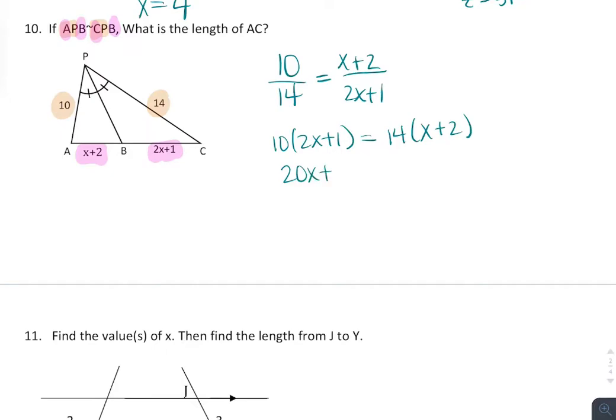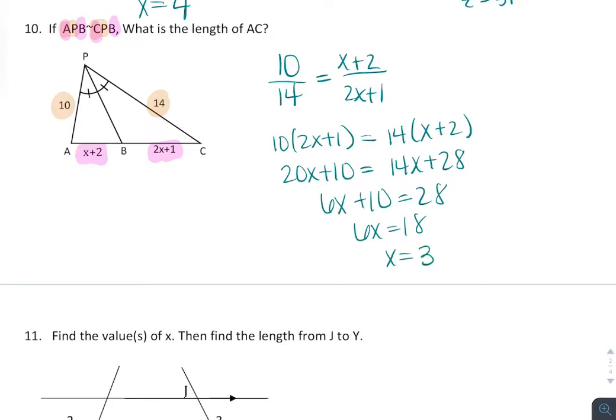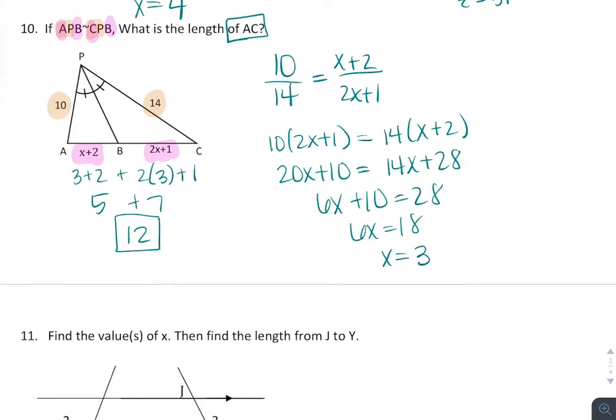Distribute. So 20x plus 10 equals 14x plus 28. And if we subtract 14x, we're going to get 6x plus 10 equals 28. So 6x equals 18 and x equals 3. Final answer though, it says find the length of AC. So we are going to have 3 plus 2, 2 times 3 plus 1. So we're going to have 5 plus 7, which is going to give us a total length of 12.